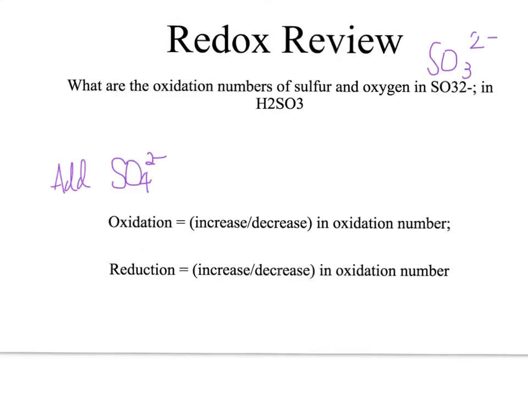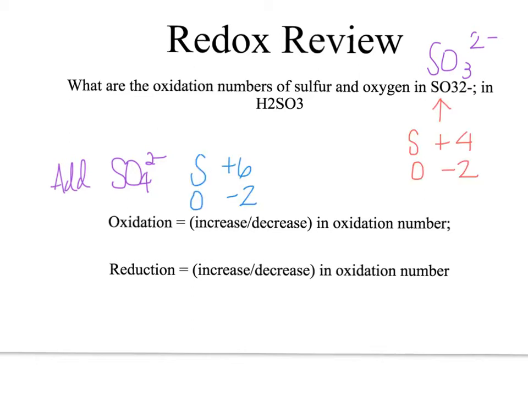So this particular question asks you to find the oxidation number of sulfur and oxygen in SO3 2- and also in H2SO3. I want to add SO4 2- because, quite frankly, these two are the same thing. You've got SO3 here and SO3 here. They're going to be the same. So I want you to practice doing, actually, just do SO3 and SO4, and let's see what you get.